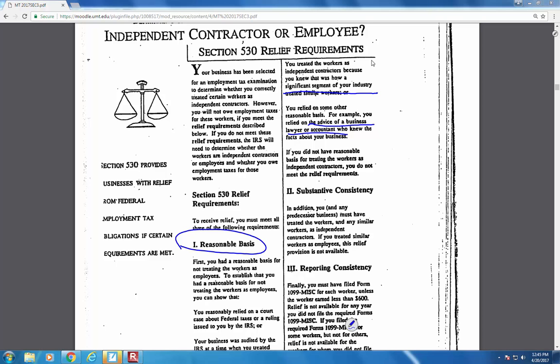Substantive consistency, that means if you did it for one person, if I treated one coder as independent, I treated all my coders as independent, right? Substantive consistency, and I did what I was supposed to. In other words, I 1099'd you. So if I can prove those three things, I can apply for Section 530 relief, and I'm not penalized for prior withholdings, back taxes, anything like that. In other words, it's going to probably keep me from being put out of business.